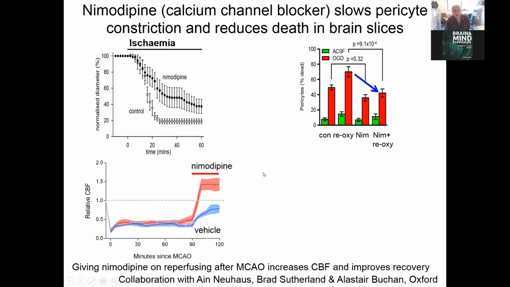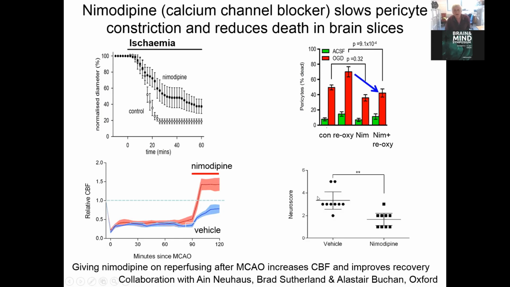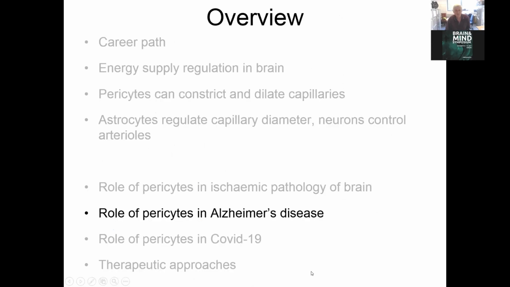If we now mimic a clinical situation by only giving the nimodipine when we reperfuse, you can see that the blood flow now, instead of ending up less than it was before, comes back to be more than it was before, and that improves the behavioral outcome on a scale called Neuroscore. So giving nimodipine on reperfusion after MCAO increases blood flow and improves recovery.